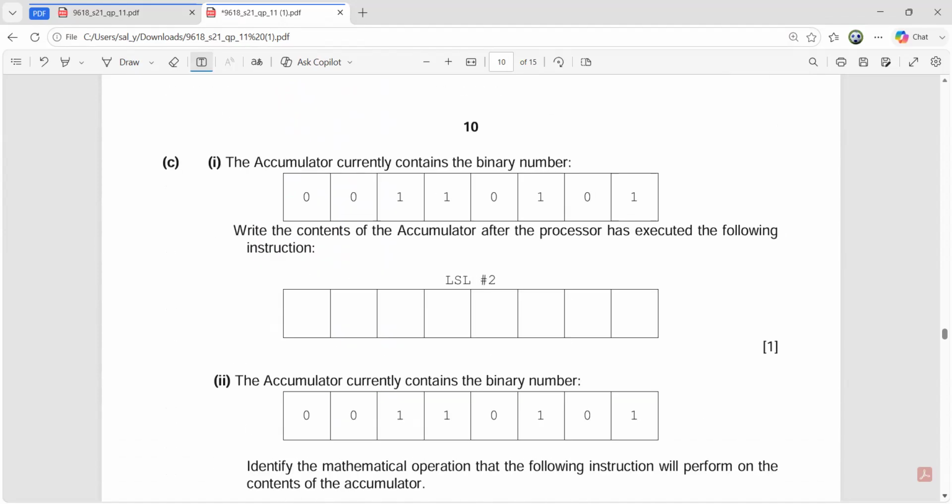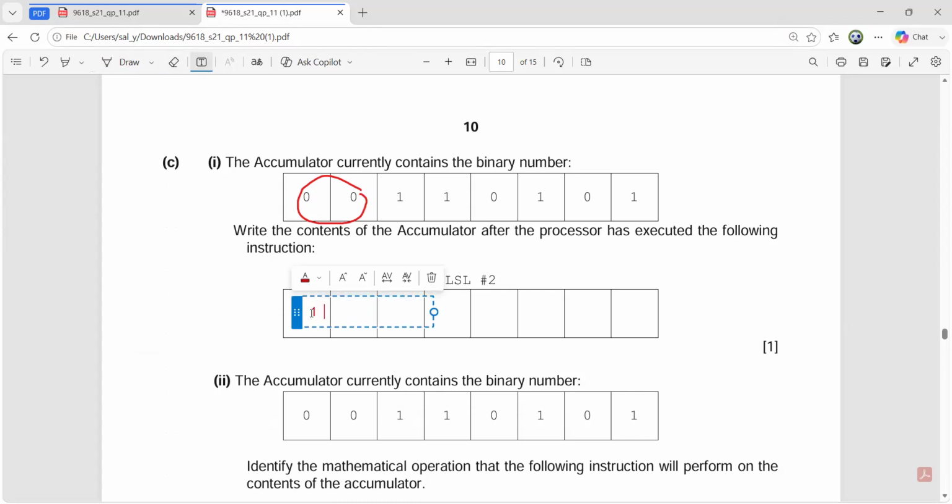Now moving to part C. The accumulator currently contains the binary number 00110101. Write the contents of the accumulator after the processor has executed the following instruction, that is LSL #2. LSL is logical shift left. It means that LSL #2 means that we actually want the two values on the left hand side to be removed from here, and the next contents which are going to be from here will be moved, each value will be moved two places to the left.